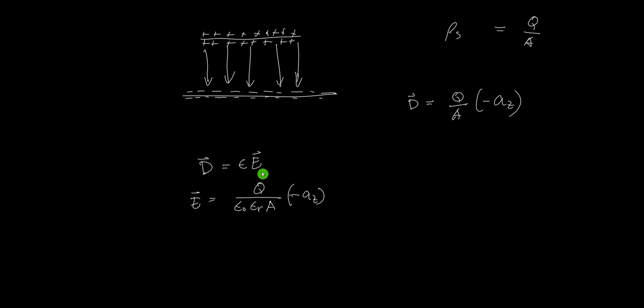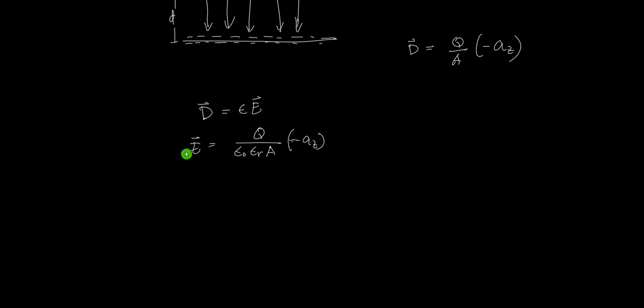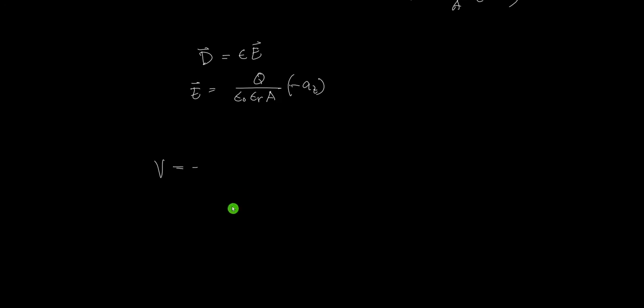Now, if I want to determine the potential, let's say the distance between these two plates is d. I want to solve for the potential between these two points, here and here. So if this is at the origin, 0, and this is at distance d on the z-axis, remember our formula for the potential. This will be V equals negative the integral of E dot dl.